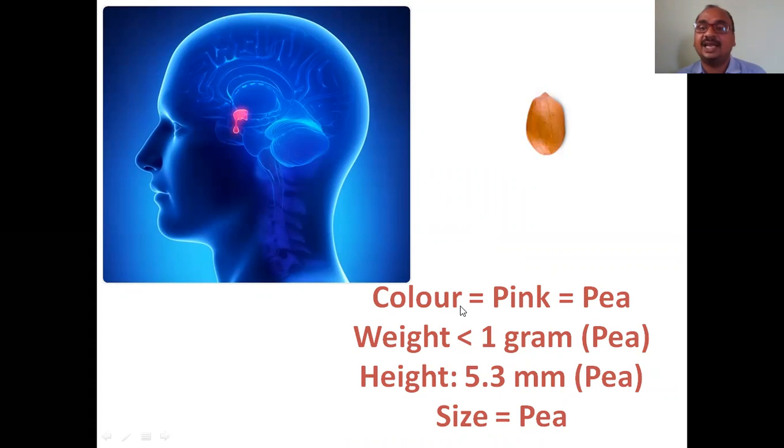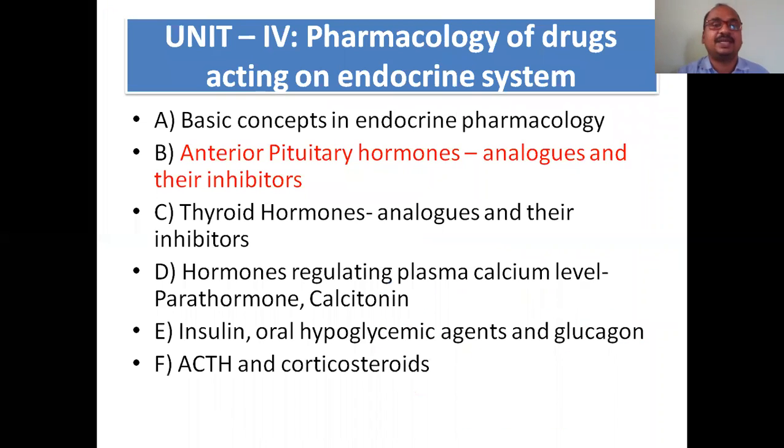The color is pink, just like a peanut, and the weight is also less than 1 gram, nearly around 0.7 gram, just like a peanut. And if you see the height of this pituitary gland, you can measure it in mm. It is very small, the same size as that of a peanut or groundnut. That's why I compared it with the peanut. Size, color, height, weight, everything is exactly the same. So it is a peanut.